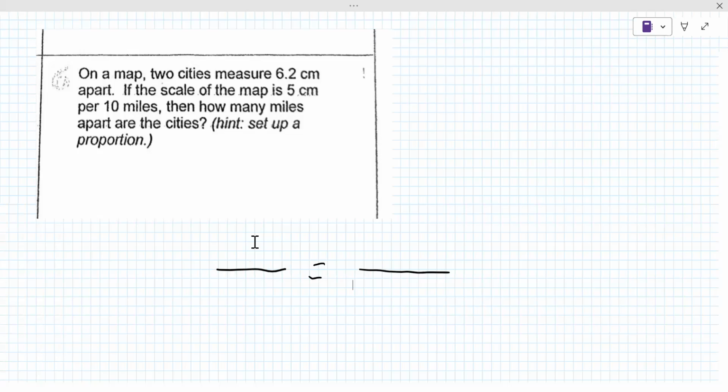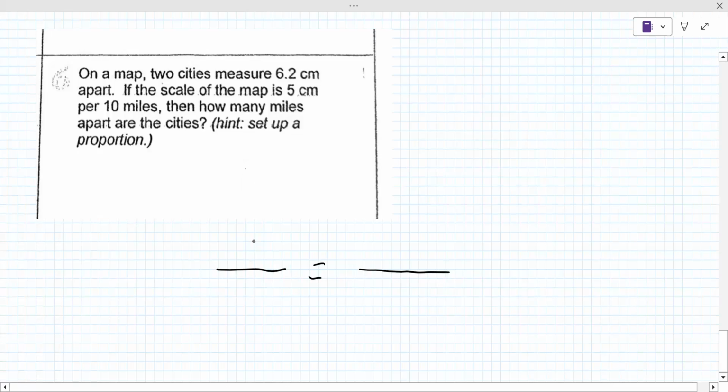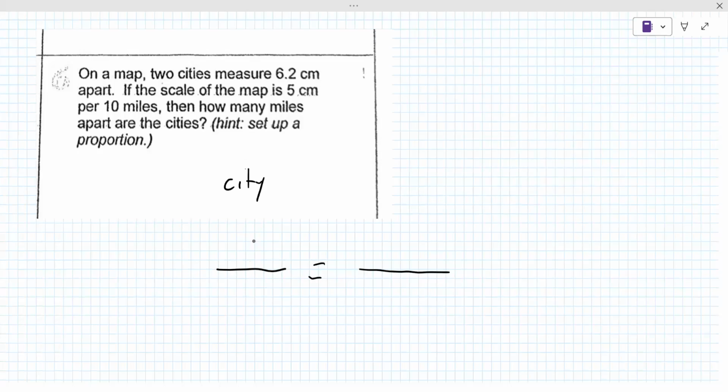So I'm not sure, would it be for cities there? So let me try and help here. Let's call this city A, or I'm sorry, the first one is for the city, and the second one is for the map. And then you have to decide centimeters and miles, or miles and centimeters, doesn't matter. But maybe that will help. See if you can fill in some of that.